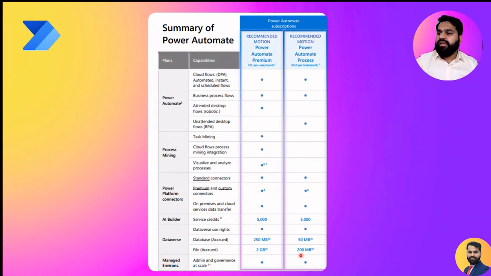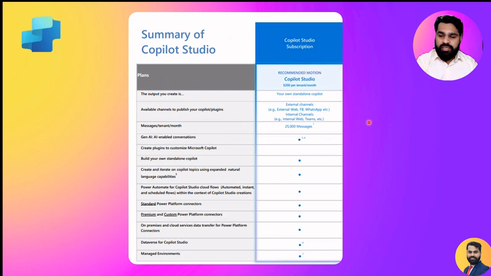Managed environment, they will be able to have the administration and governance access. This is quick information about the Power Automate subscriptions which are available. Now we will come to the next one, which is the Copilot Studio.